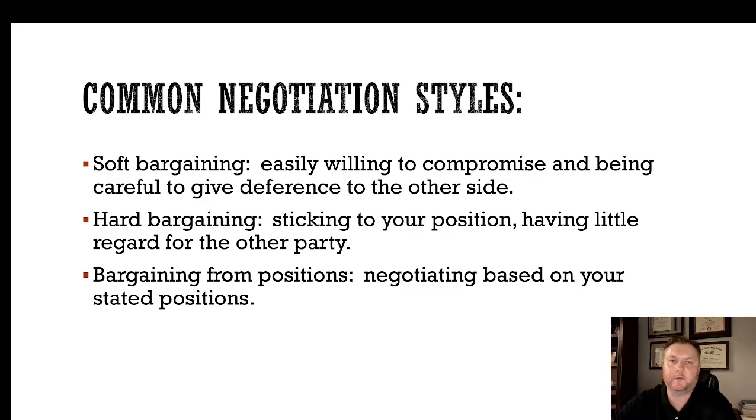Common negotiation styles are basically how people tend to, without training, approach situations, right? Like when there's conflict, whether it's in their personal lives or professional lives. So you have soft bargaining, hard bargaining, and bargaining from positions. Soft bargaining is basically people that are easily willing to compromise and are careful to give deference to the other side. These are the people who are always willing to solve the fight if it's an interpersonal setting, or give a concession, or even in business professional settings, they're perfectly willing to be flexible to just keep things moving forward.